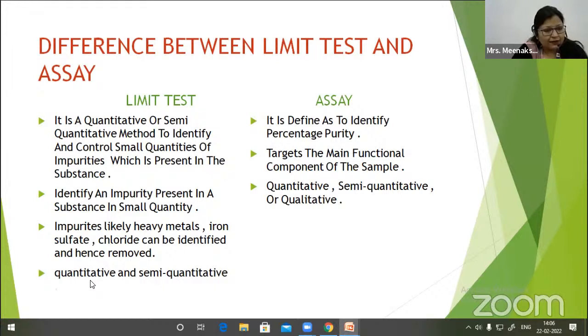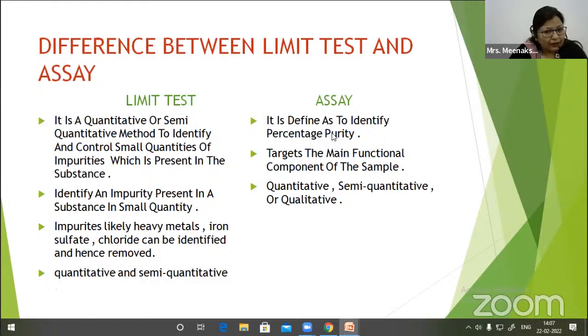So limit test gives us a quantitative and semi-quantitative result, and in the semi-quantitative we have the comparison method. By making the standardized test, we compare and so we identify the impurities. Now we'll take into account the ASSAY. The ASSAY is a way to identify the percentage purity. So suppose we have taken a compound and we want to measure how pure the substance is.